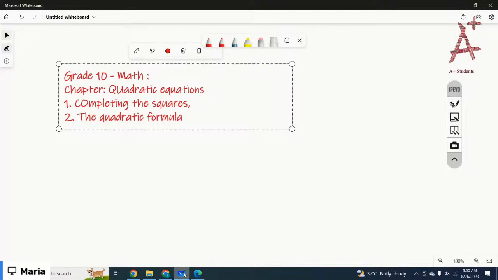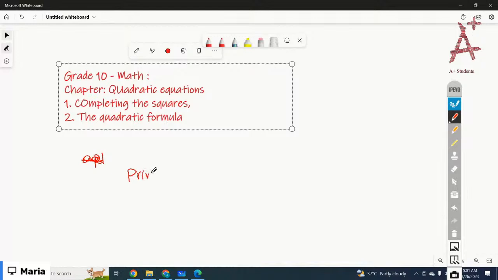We are here for grade 10 math. We're working on the book Principles of Mathematics grade 10. We're working on chapter 6, that is quadratic equations, and the lessons we're going to cover today are completing the squares and the quadratic formula. Let's start with the lesson completing the squares.